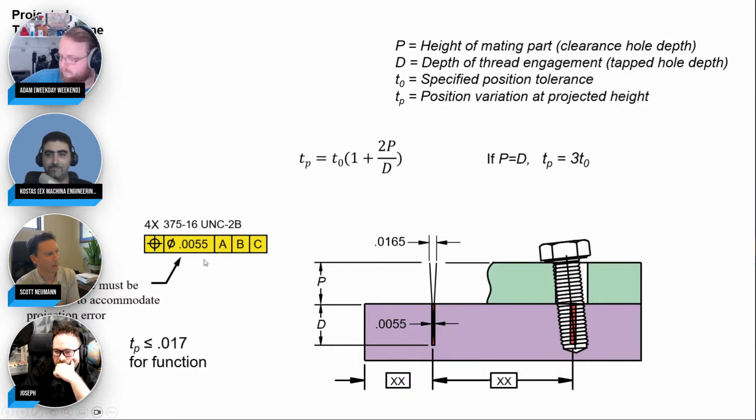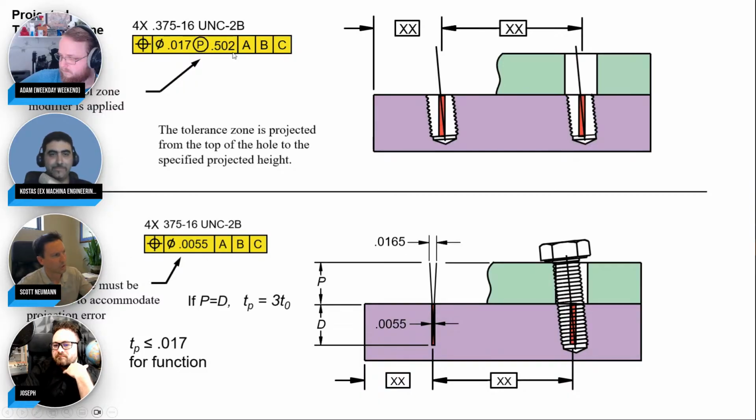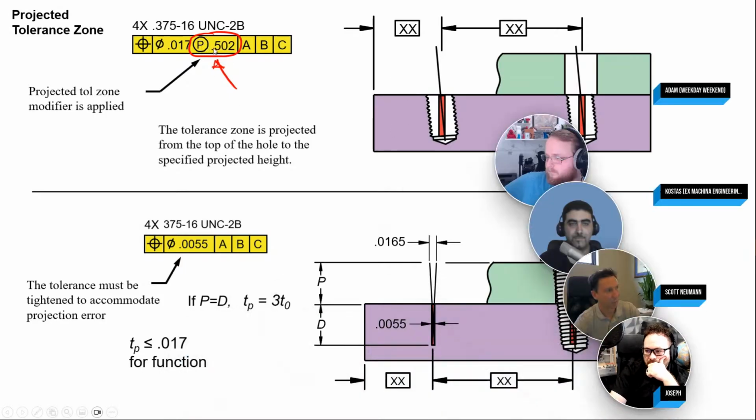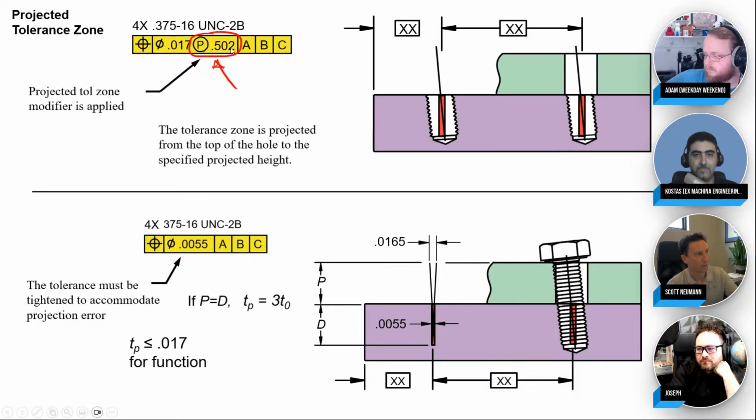But there's a better method, and that's to project the tolerance zone. So that's what this P modifier does. We call it a modifier because it modifies the tolerance zone, and I don't want it to extend the length of the feature anymore. I want it to be projected out of our threaded hole, and then you always specify a height, the 502, which is the thickness of the mating part.